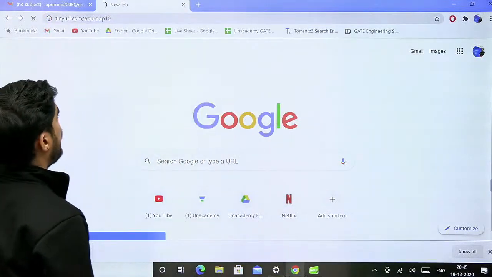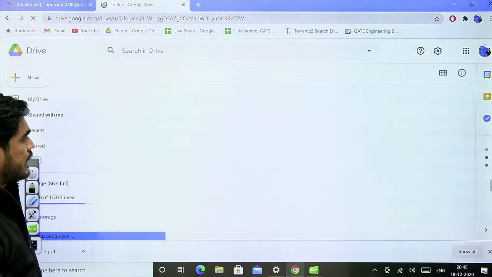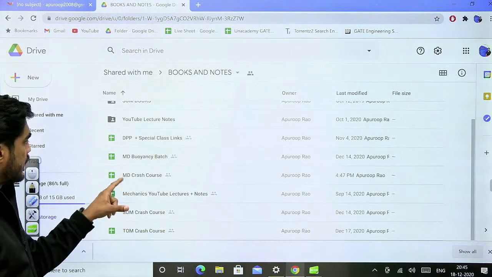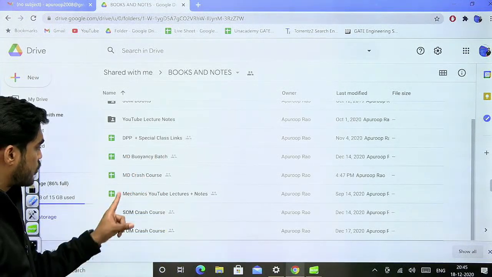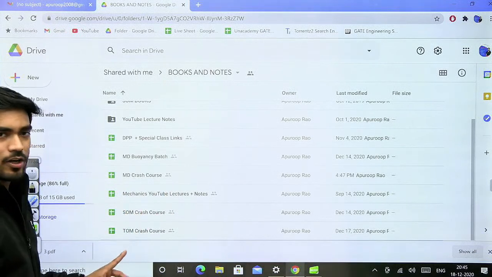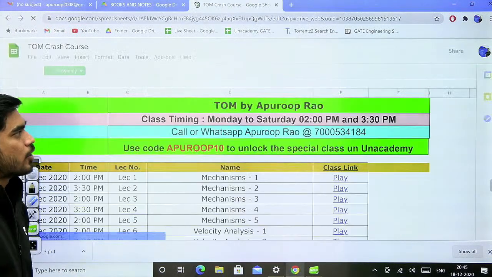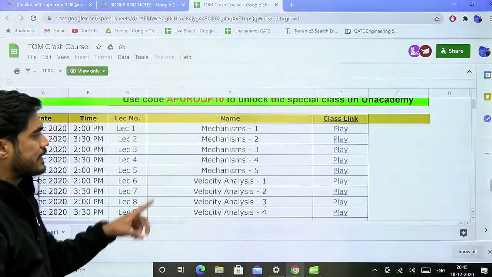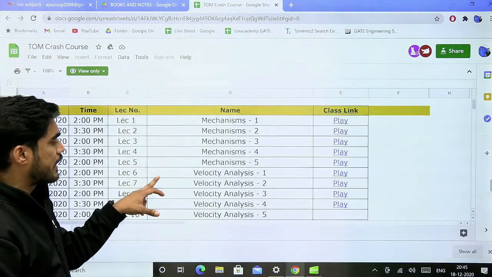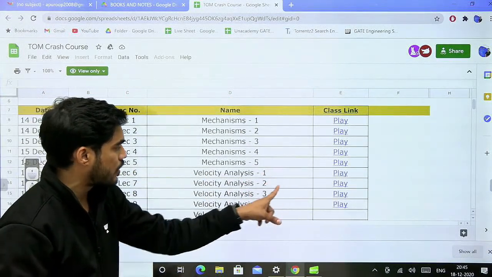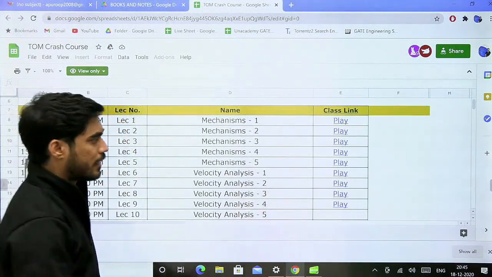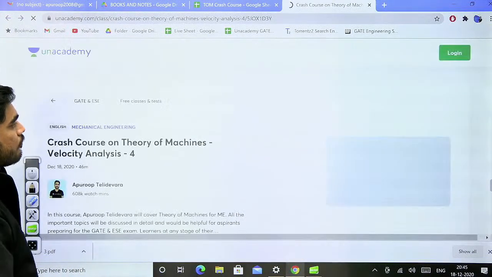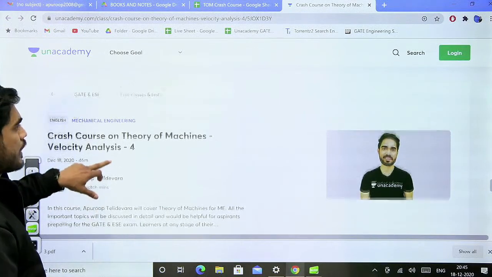And then enter. When you enter, you will see that there are Excel sheets of different subjects. There is an Excel sheet of machine design, an Excel sheet of machine design crash course, an Excel sheet of mechanics, an Excel sheet of strength of material, and an Excel sheet of theory of machine. You can see that I have uploaded the links of all the classes I have taken. For example, you can see the links of velocity analysis 1, velocity analysis 2, velocity analysis 3. If you click on it, then this class will be opened like this. Okay, can you see?